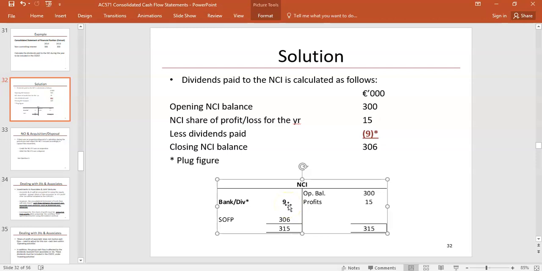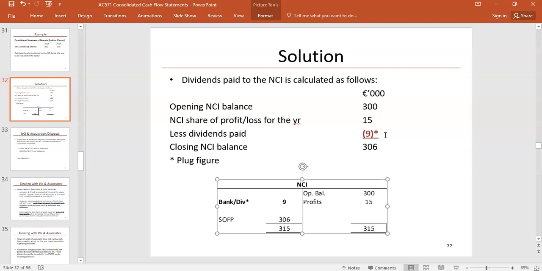It must have been debit NCI 9, credit bank 9. And that's a cash flow figure. So that would be a cash outflow in financing activities. So they're not overly difficult, it's just about practice. The more questions you go through here, it's a very similar logic. The only added complexity you might have here now is where you have an acquisition or disposal during the year.